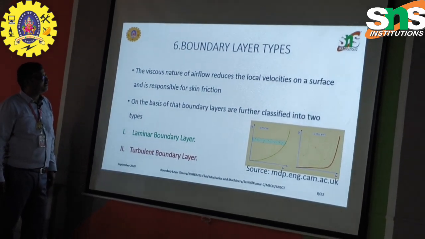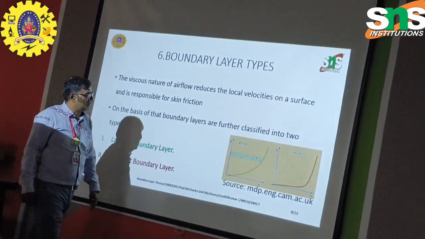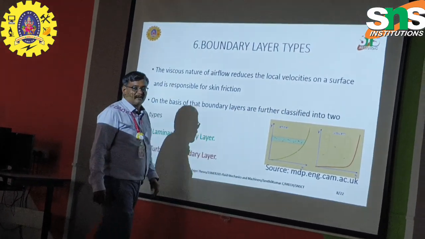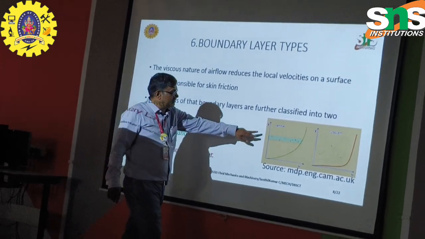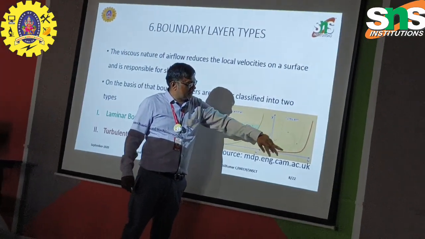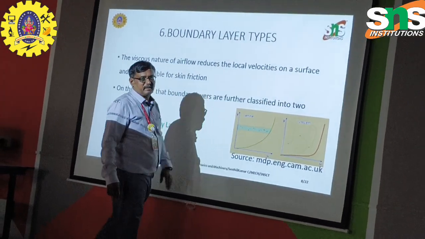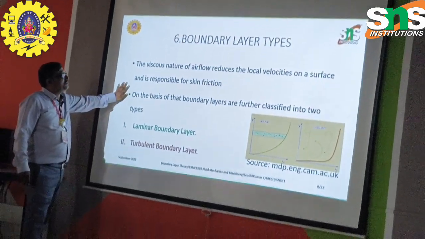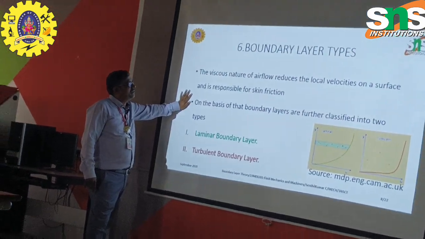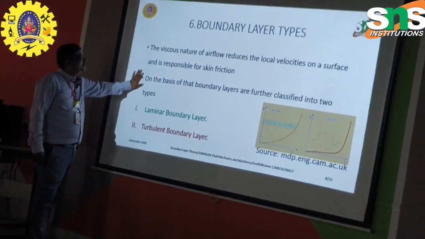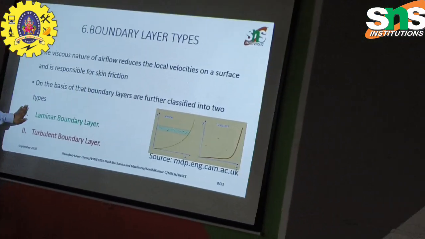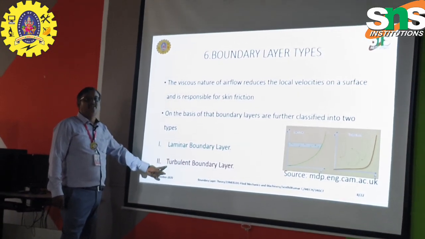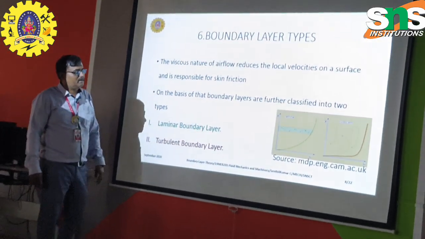So here we can see the concept of laminar and turbulent flow in different xy coordinates. Here the flow is steady. Here the flow is hither and thither, moving from one place to another with graphical movement. The viscous nature of airflow reduces the local velocities on a surface and is responsible for skin friction. On the basis of that, boundary layers are further classified into two types: laminar boundary layer and turbulent boundary layer.